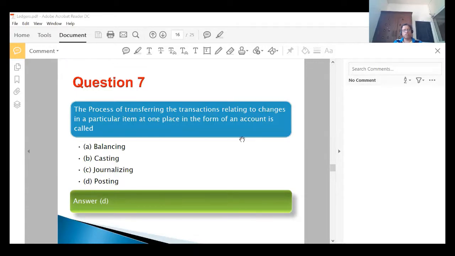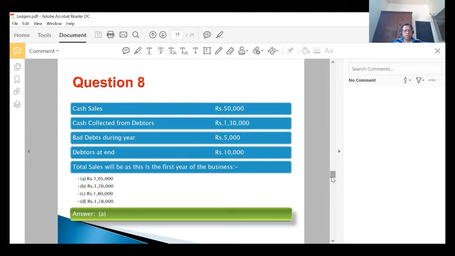Transferring the transaction from the journal or a particular item of one place into the form of an account is called posting. Let's understand. Cash sales 50,000. Cash collected from debtor, debtor means receivable, 1,30,000. Bad debts during the year 5,000. Debtor at the end 1 lakh.